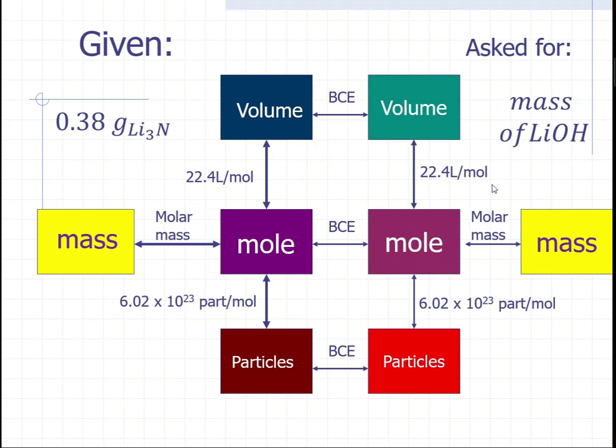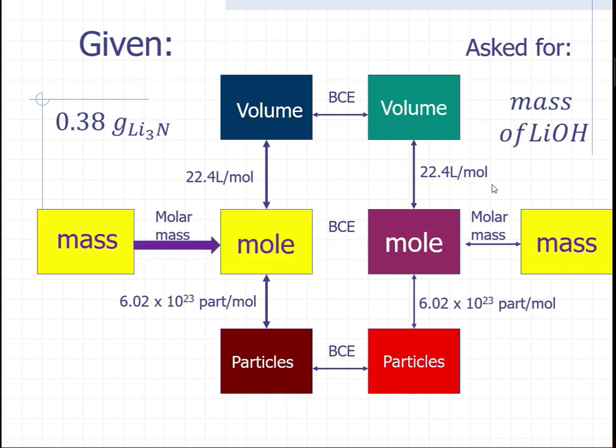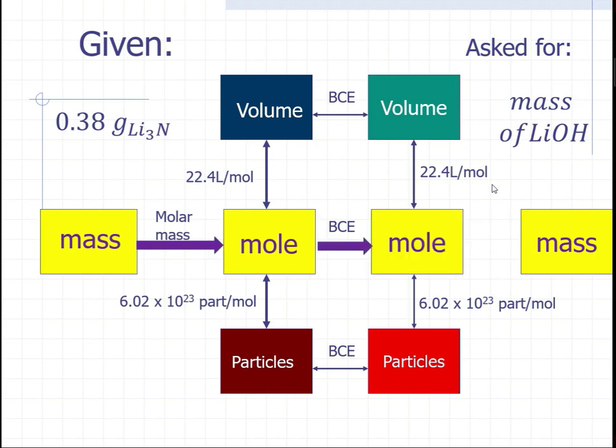So my plan will consist of going from the mass on the left to the mass on the right in a series of steps that allows me to go straight down Main Street in this case. My plan would be to go from mass of lithium nitride to moles of lithium nitride to moles of lithium hydroxide to mass of lithium hydroxide.